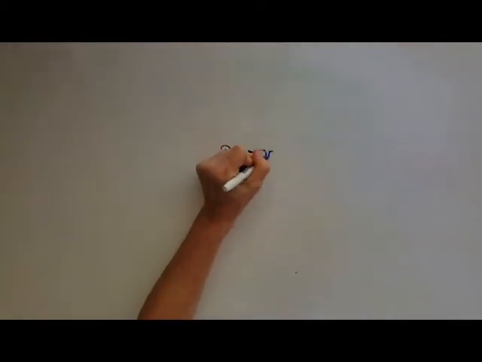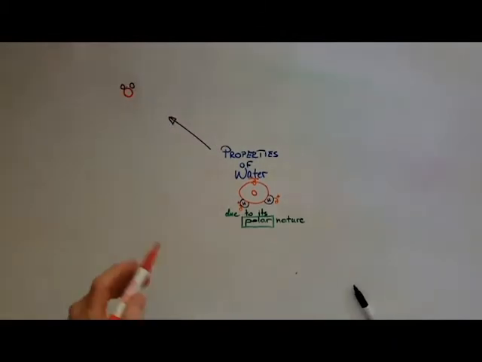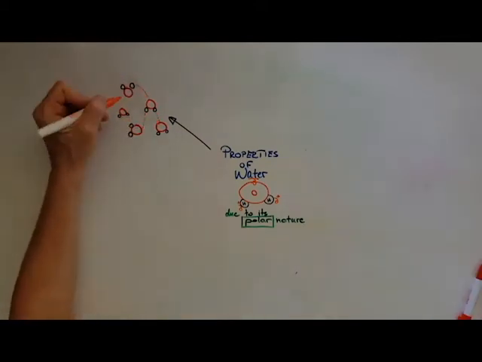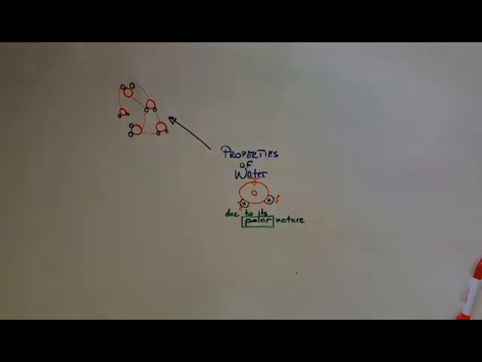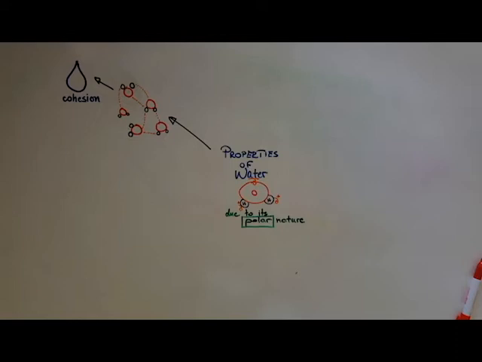Now let's examine the properties of water. There is the water molecule and its negative and positive poles. So what are the properties of the water that are the results from its polar nature? Here are some water molecules, and they form hydrogen bonds with each other. The hydrogen bonds are responsible for forming big water droplets. When same molecules stick together, it is called cohesion.